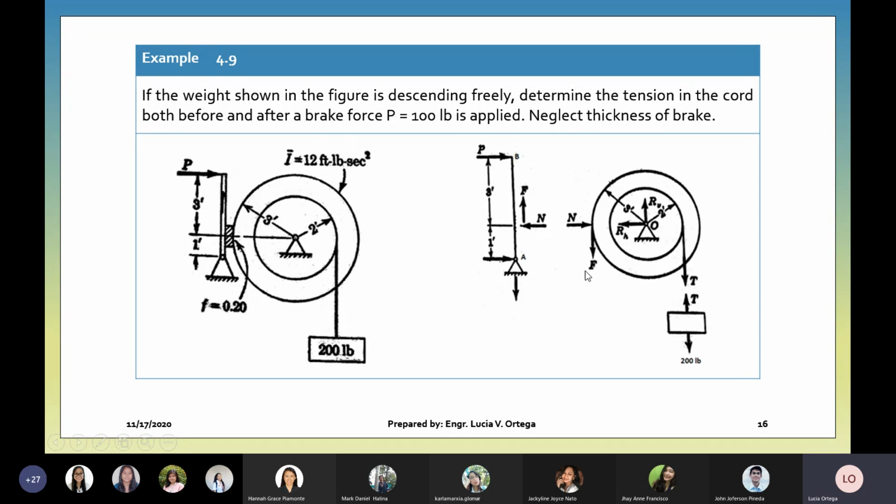This is for the coefficient of friction. The rotation is clockwise. This is descending freely, so definitely it will rotate in clockwise direction. Therefore the friction force is going downward. Then this is the normal force. We transfer here, so this would be the free body diagram of the brake.